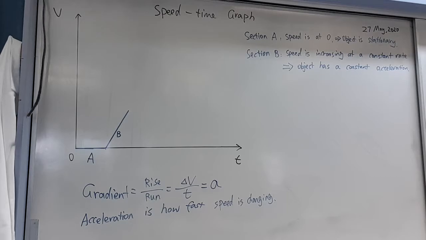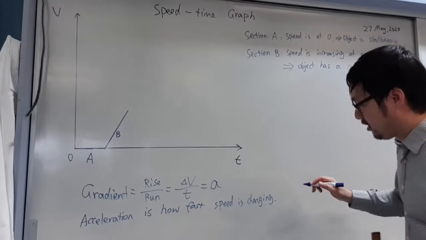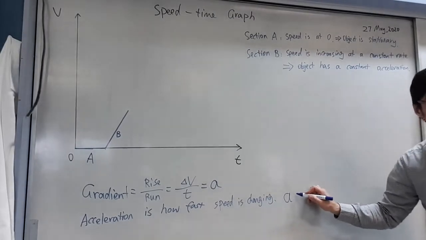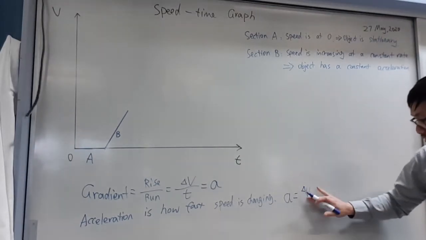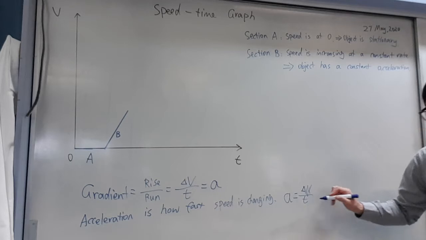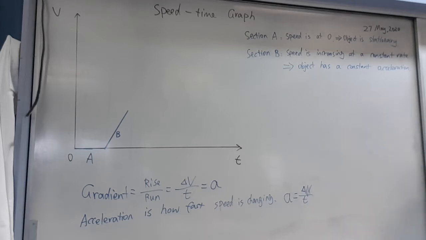Okay, acceleration is how fast speed is changing. So how do we measure how fast something is? We use change of speed divided by time, right? That is going to be my acceleration. That's the definition of acceleration. Does this make sense? Does it make sense? Yes. No, it doesn't make sense. Okay.